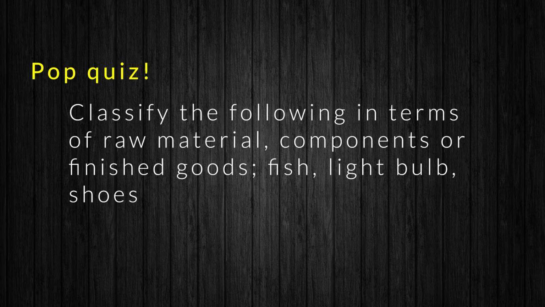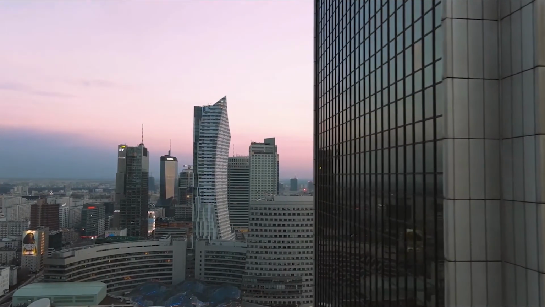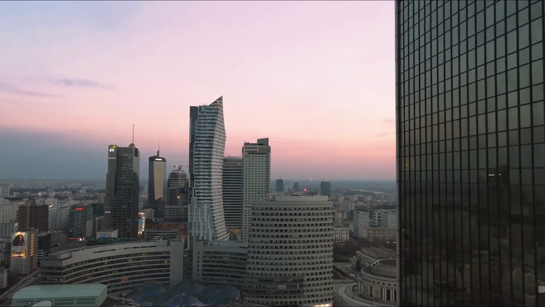They're finished goods. All right, here's a pop quiz. Classify the following items in terms of raw material, components, or finished goods. The items in this case are fish, light bulb, and shoes. Could you classify those? Which one is raw material, which one falls under components, which one falls under finished product? And also at this point, I want you to think of an organization in your industry of choice and list the primary and secondary product it uses. Remember what we said, primary products are the ones that are like raw materials. So think of an organization and then list the product. This is an application. Right, so let's move on.